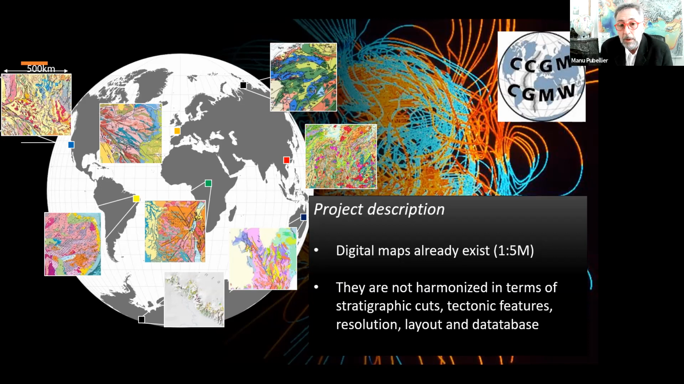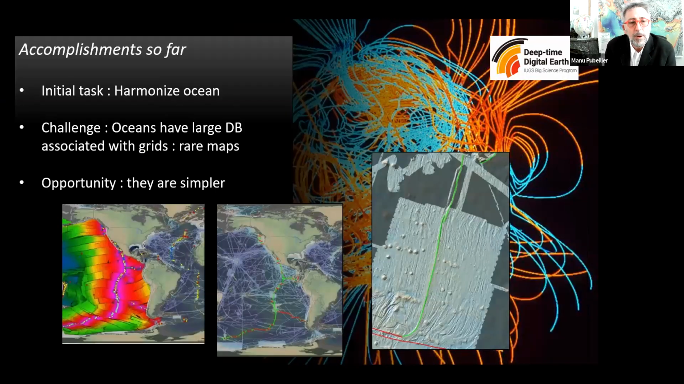The digital maps of the world, the continents at least, at 1 to 5 million, already exist for all the continents. They are, however, neither harmonized in terms of stratigraphic cuts, nor tectonic features, nor resolution, nor layout. So there is a lot of work to do. It is not easy. So we start by harmonizing oceans.